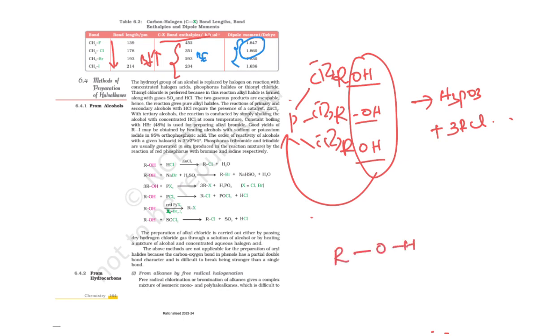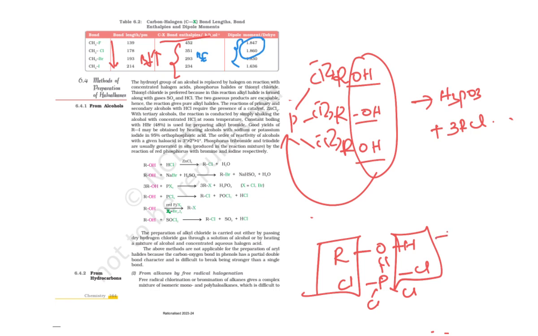When it comes to ROH reacting with PCl5, look here: Cl, then phosphorus, Cl, then Cl. Okay, this R-Cl becomes R, then HCl. So what is the product? It's going to be RCl plus HCl plus POCl3. Clear now? Right.